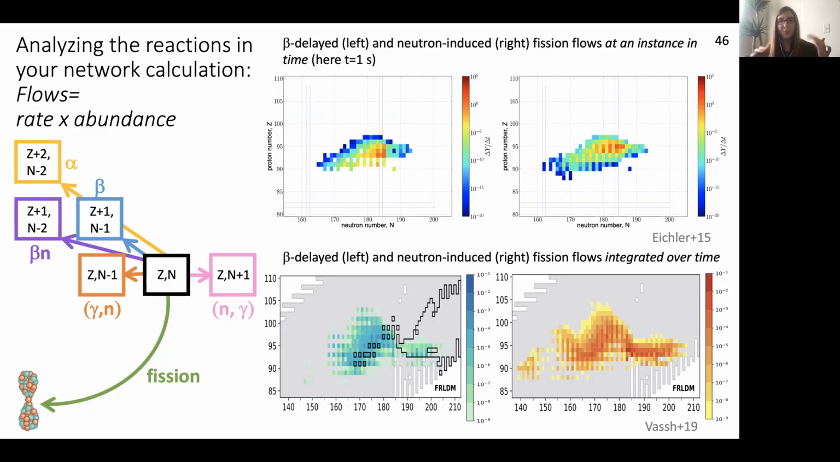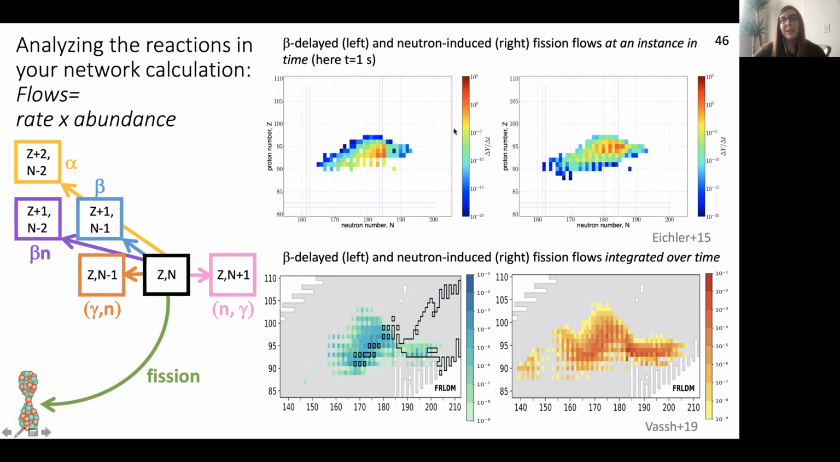And all of these things are in play at once and are in competition with each other. So you have to put them all within your network, including the probability that one of them is occurring at a given time. All right, so there's a lot going on. So you may want to look at the flow of an individual species, which is your rate times your abundance, to understand what it's dominantly doing with respect to one of these channels. Another thing is if you want to study what a given reaction channel is doing across the nuclear chart, you can take a look at flows of given reactions.